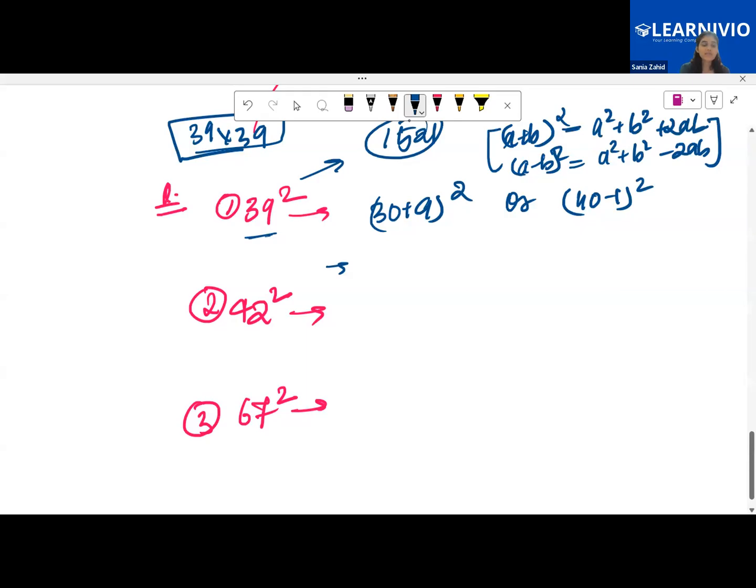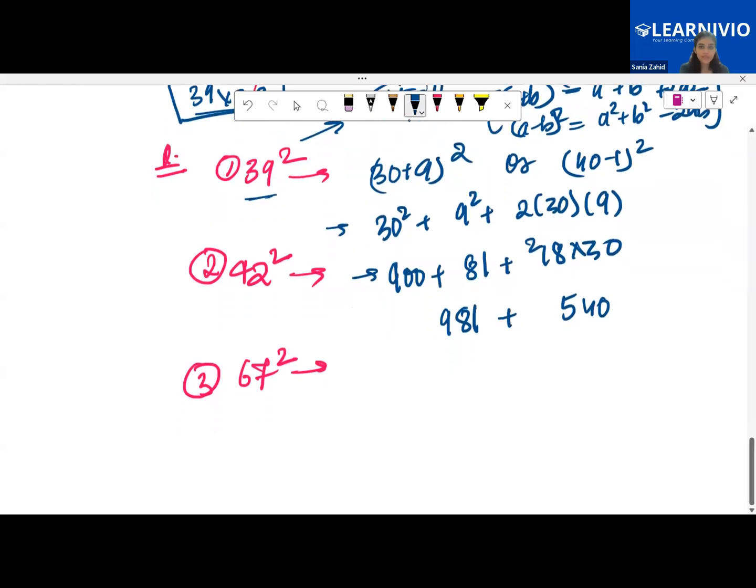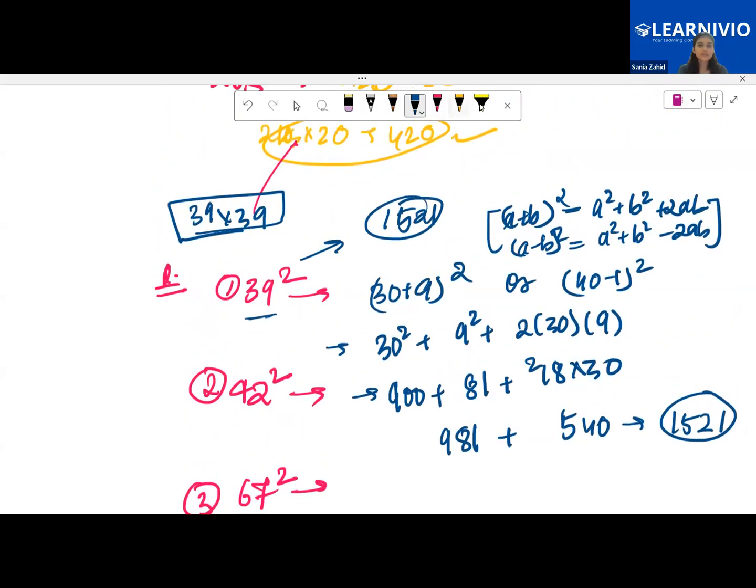So you have a plus b whole square. So you will have 30 square plus 9 square plus 2 into 30 into 9. Fine. Then you can solve it. What is 30 square? 900 plus 9 square is 81, so 981 here you will have, and then you will have 2 into 9 into 30, that is 540. Then you can add these and you will get 1521. Yes, your answer is correct.